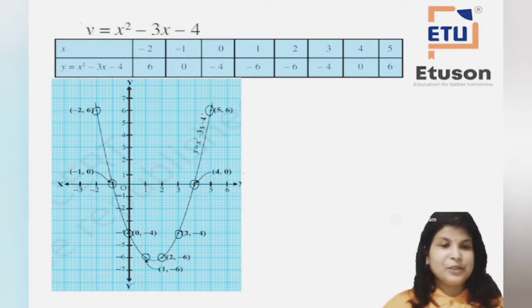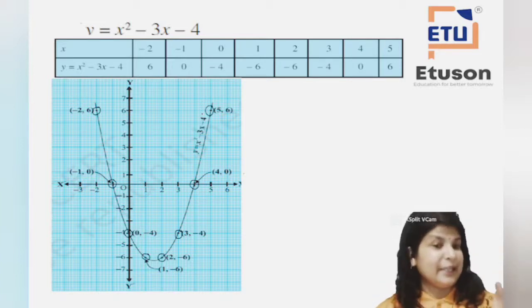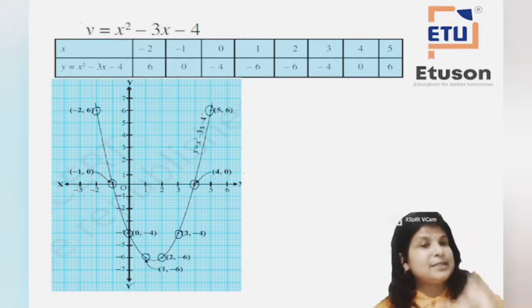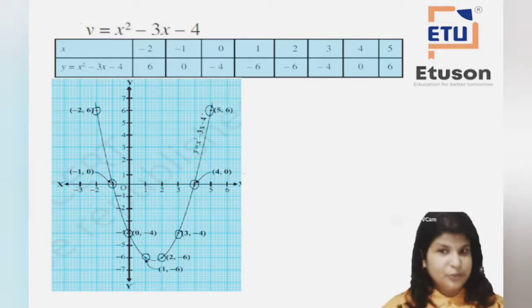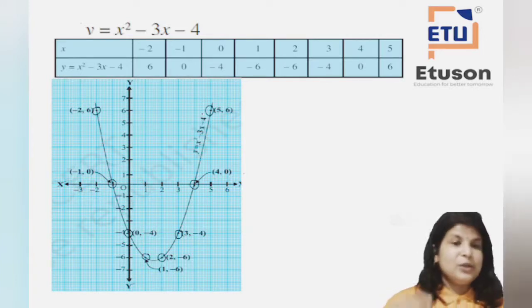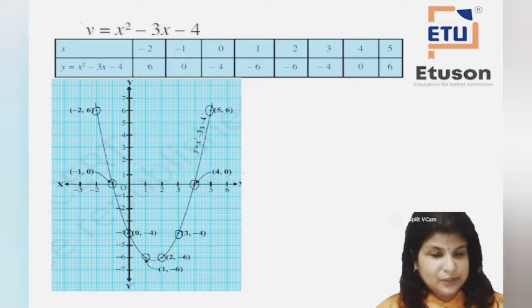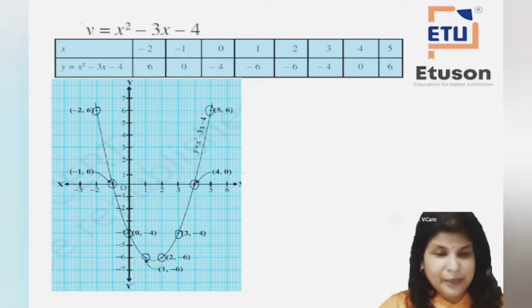Correct, children? You have to put this in a graph sheet and see what is the nature of this particular polynomial. You are going to do it, right? So please do it. Then only you will get clarity. So can you tell me what is the nature of this curve? It looks like a parabola, correct?